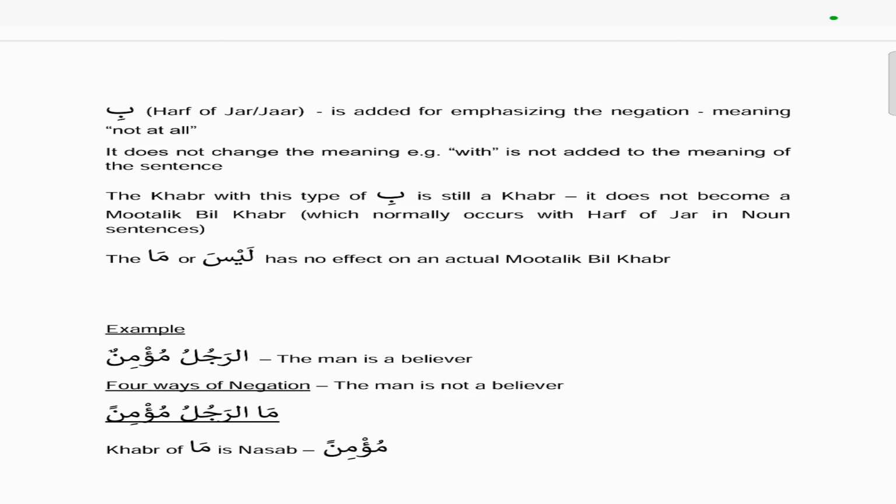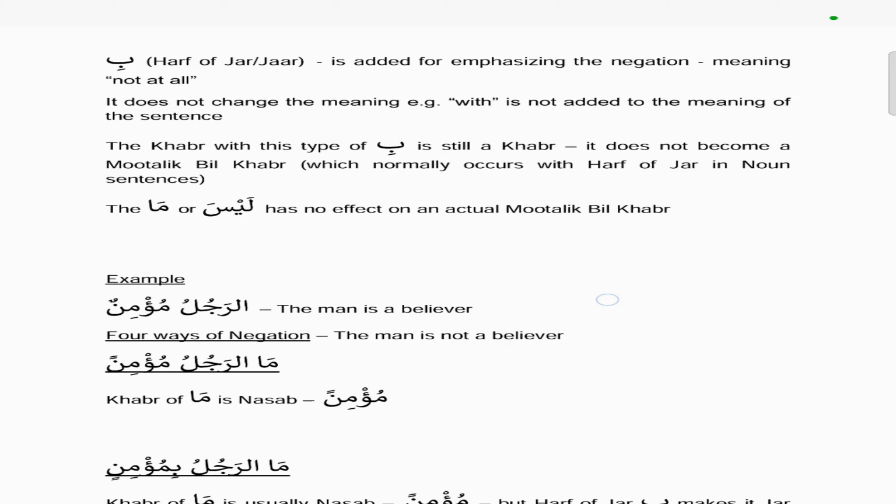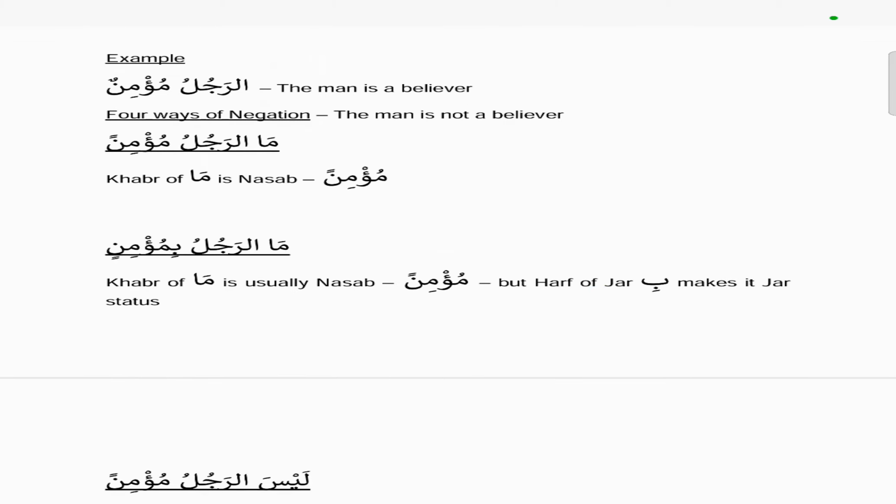And the ma and the laysa have no effect on the actual muta'alliq bil khabar. It doesn't actually affect the actual one. So an example would be here. If we had ar-rajulu mu'minun, so the man is a believer. This is a noun sentence because it starts with an ism, ar-rajulu.